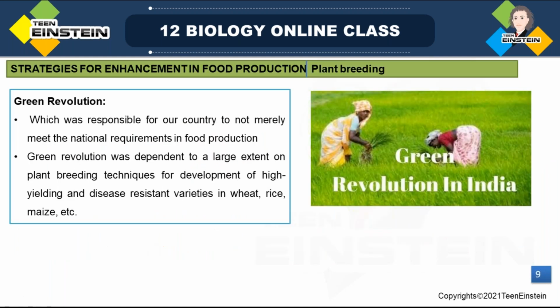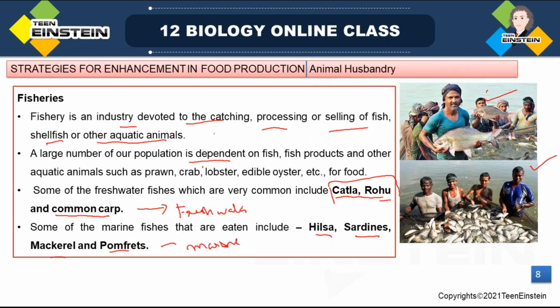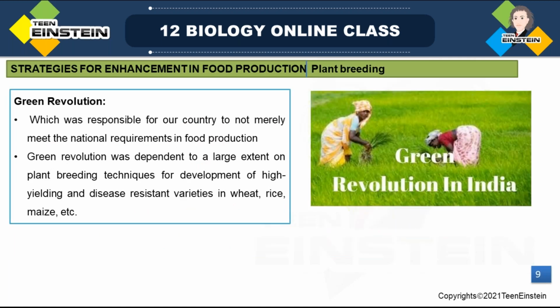Okay. Next, green revolution. Next, we are going to talk about plant breeding. So what is plant breeding? Up to this, we were discussing animal husbandry. Next, we are moving to the plant side. There, what technologies are they applying? Let's see. So, plant breeding.